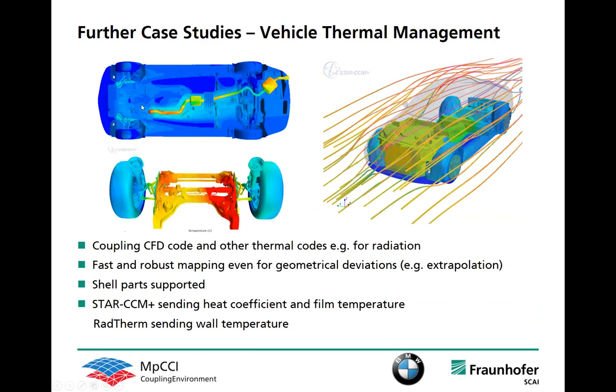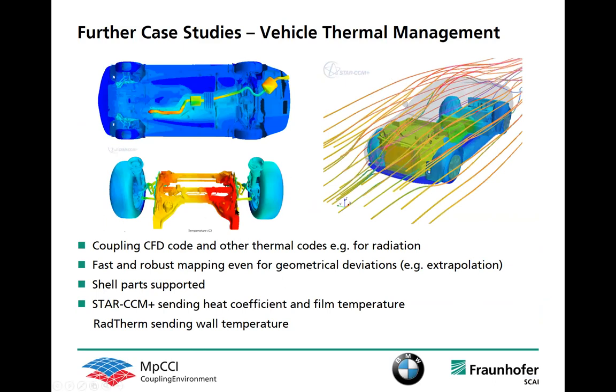Any thin and small heat shield used in the automotive underhood parts has to be modeled and mapped accurately. So the rear side and front side have to be matched accurately when you transfer data from code A to code B. That's all handled by MpCCI.